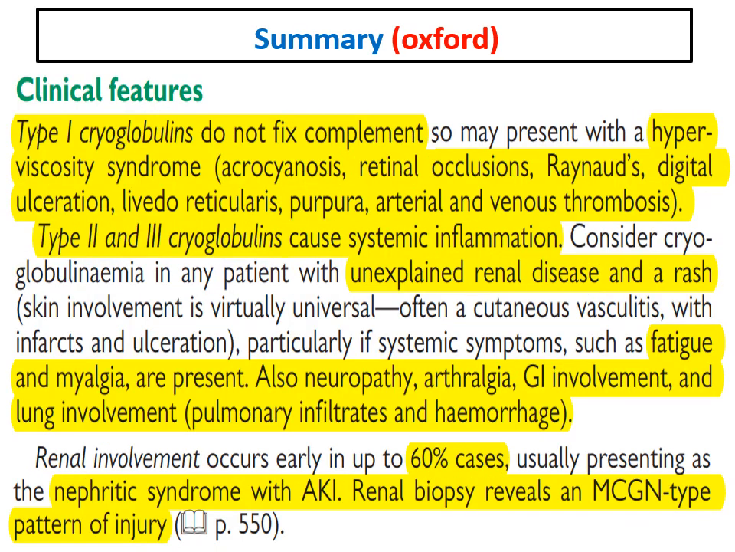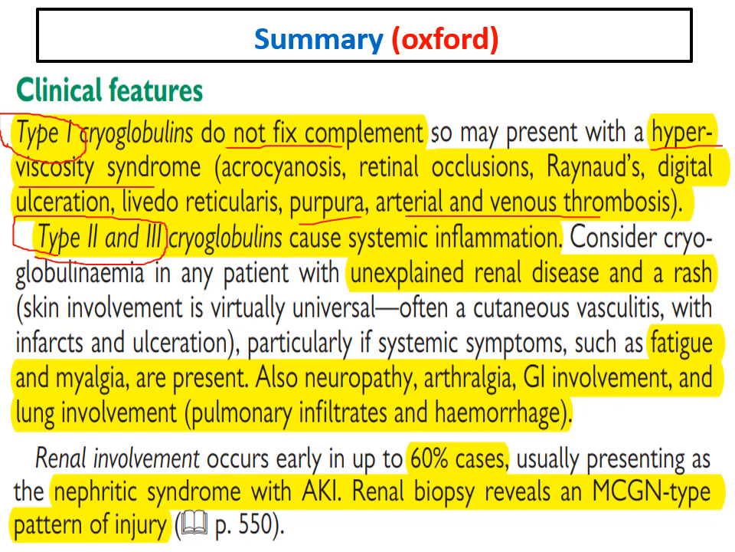The clinical features are different between type 1 and types 2 and 3. Type 1 cryoglobulins don't fix complement, so the main manifestations are due to hyperviscosity syndrome. They might present with acrocyanosis, retinal occlusions, Raynaud's phenomenon, digital ulceration, livedo reticularis, purpura, and arterial and venous thrombosis.